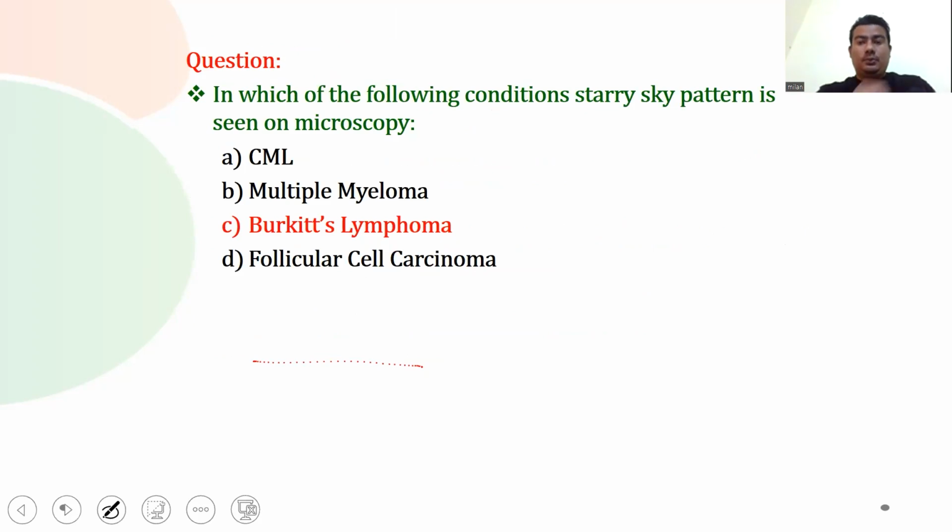So if you go back to the question, which of the following conditions shows the starry sky pattern? Our answer will be Burkitt's lymphoma.